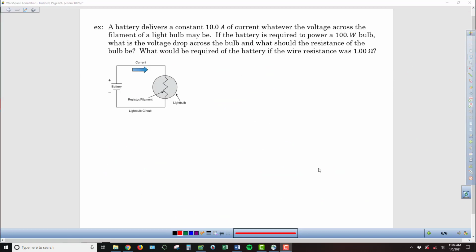In our second example, we have a battery that delivers a constant 10 amps of current, whatever the voltage across the filament of the light bulb in our circuit might be. So we have 10 amps as our current, and the power required here by this light bulb is 100 watts. So we want to know what's the voltage drop across the bulb and what should the resistance of the bulb be.